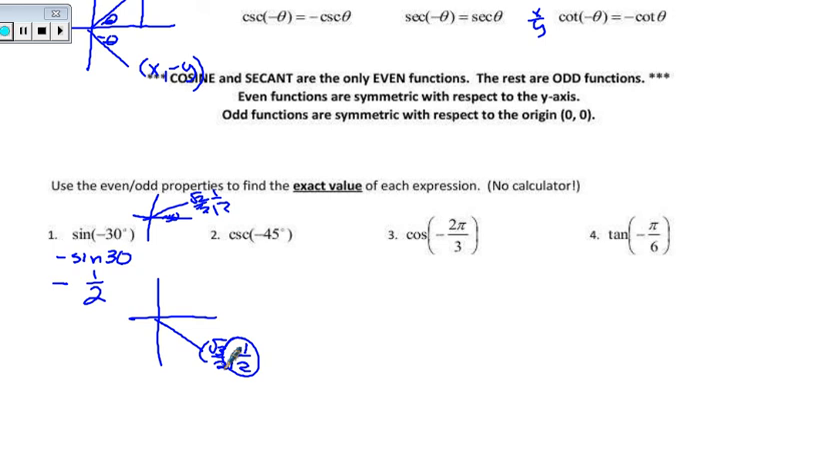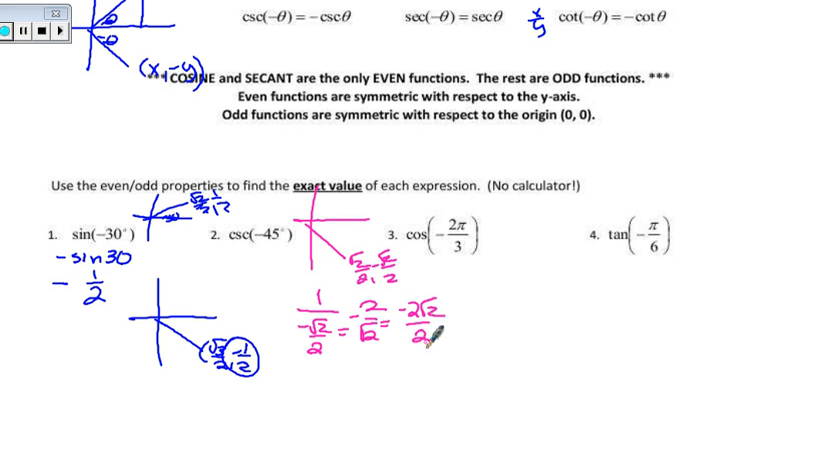We'll use them on the back page. If I'm looking for the cosecant of negative 45 degrees, so that's over here, our coordinates are root 2 over 2, negative root 2 over 2. Cosecant is associated with sine, so it's going to be 1 over negative root 2 over 2, which becomes negative 2 over root 2, which once rationalized becomes negative 2 root 2 over 2, and finally we're going to land at negative root 2.